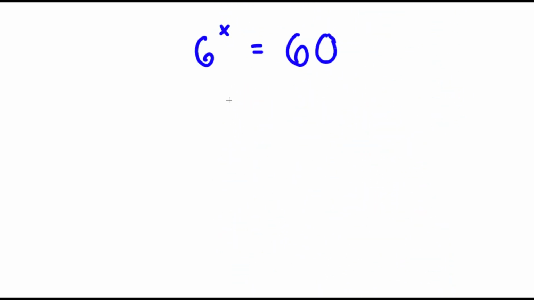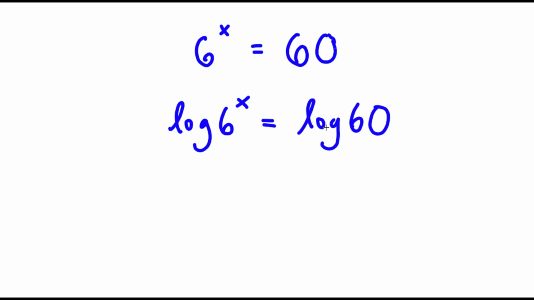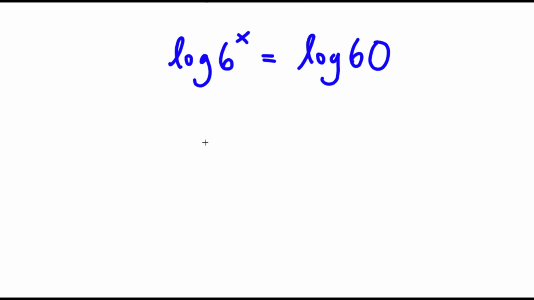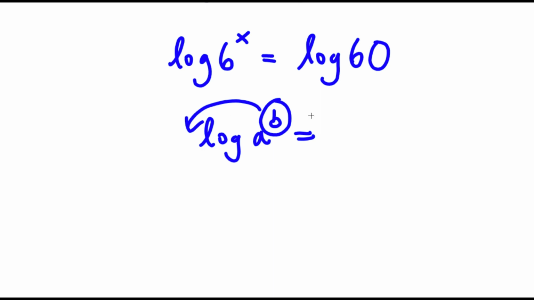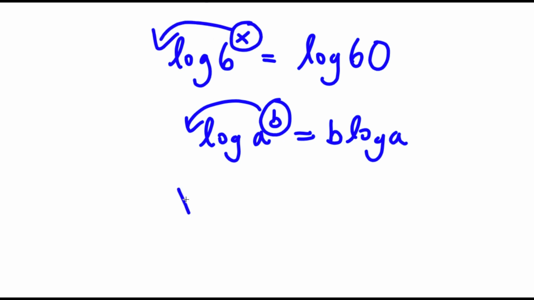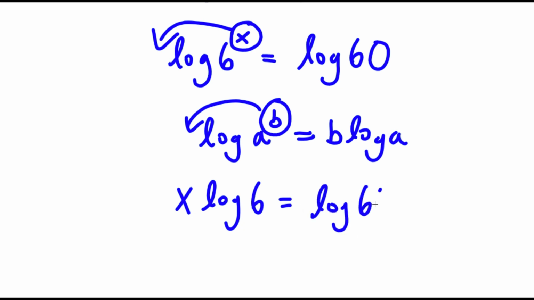All right, so in this problem, I have 6 to the power of x is equal to 60. So to solve this, I'm going to first start by taking the log on both sides. So I have log 6 to the power of x is equal to log 60. Now, if I have something in the form log a to the power of b, I can move this exponent b to the front. So this is going to equal b times log a. So in this case, I have log 6 to the power of x, and I can move x to the front. So now I have x times log 6 is equal to log 60.